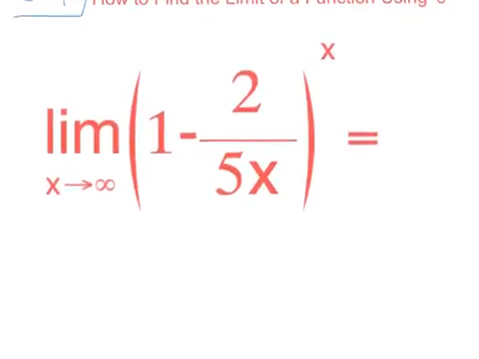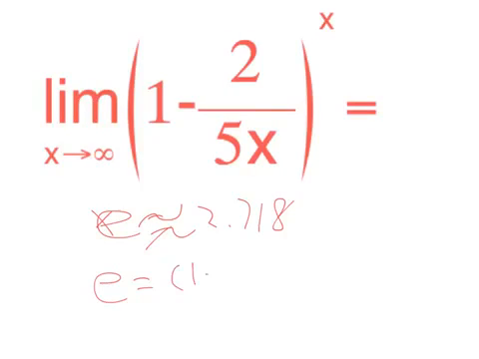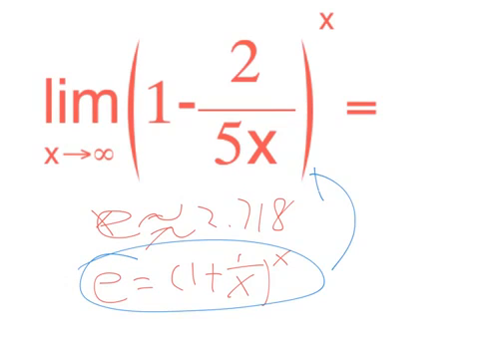E, also known as Euler's number, since the number was discovered by a guy called Leonhard Euler, is approximately equal to 2.718, which is also the asymptote of (1 plus 1 over x) to the x. And now we're going to be using this equation to solve for the limit of the equation above.